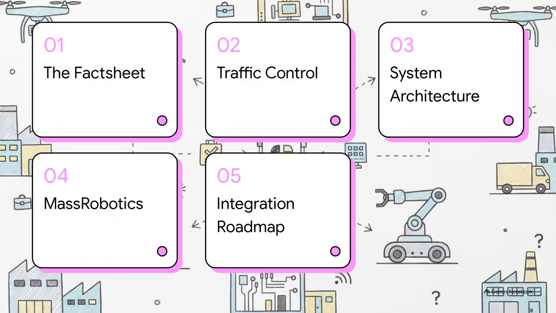All right, let's jump right into this builder's blueprint. Here is our game plan for today. First, we'll cover the fact sheet declaration. Then, we'll tackle traffic control and deadlocks. After that, we'll look at the fleet system architecture, do a quick MassRobotics comparison, and finish up with a concrete integration roadmap for your facility. Let's get to it. Step 1.